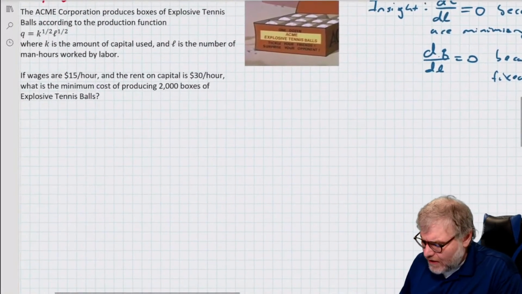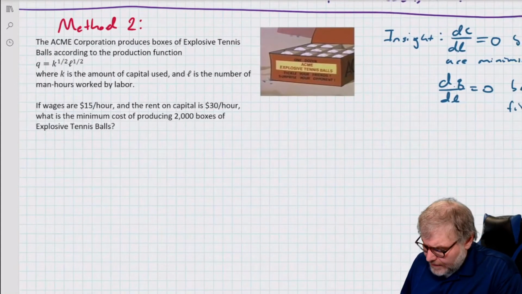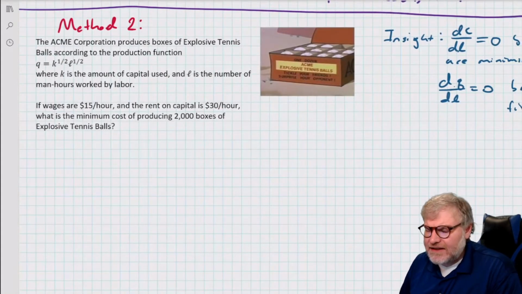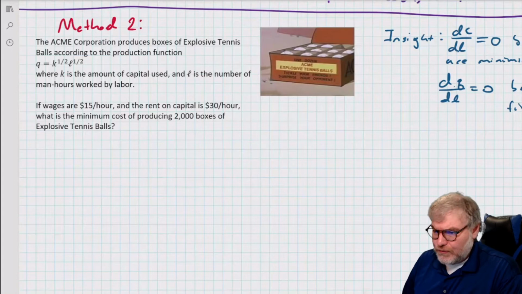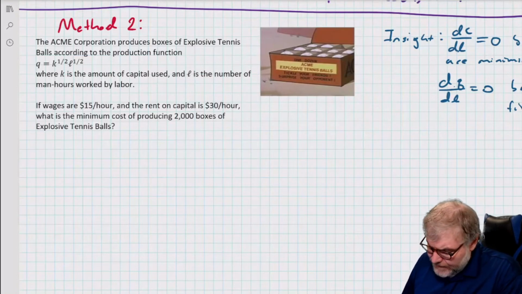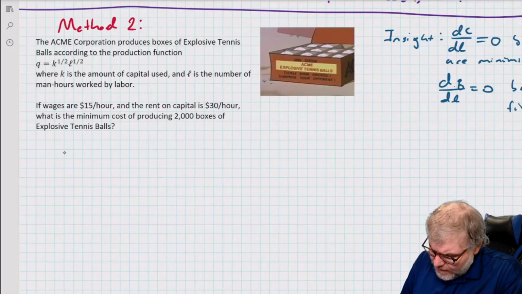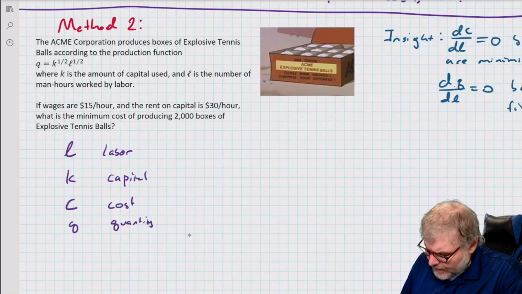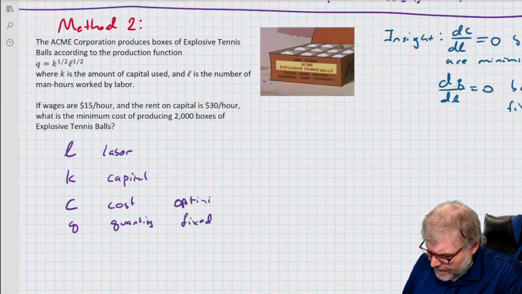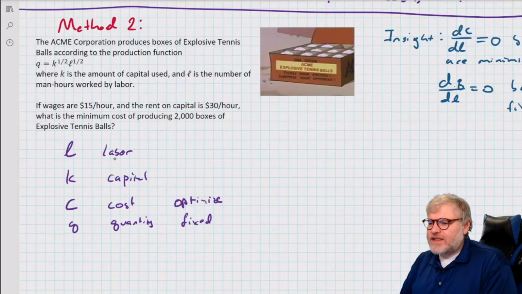So there's another way to solve this, and this is in your book. It's under one of the examples, and it's called Method 2. So let's talk about this Method 2. How would I do this? Well, I'm going to ignore this. And I'm going to look at this right here, and I'm going to ignore this 2,000. I'm going to look at this, this, and this. So this one's fixed. This one I want to optimize. Now, I'm going to pick one of these to be the driver.